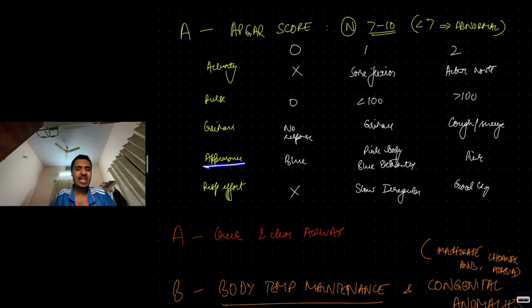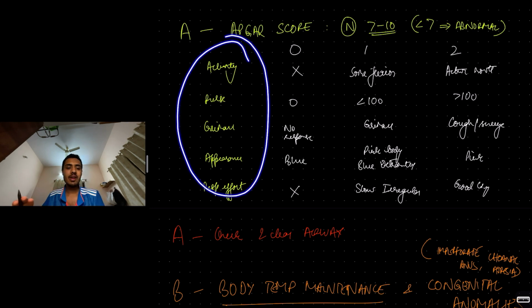Appearance: fully cyanosed, blue, full blue baby is 0. Pink central body with blue extremities is score 1. Score 2 is pink, the whole body is pink, normal. Respiratory effort: 0 is no respiratory effort, 1 is slow, irregular breathing, 2 is a good cry, good respiratory effort. This is Apgar scoring. The scoring part is not that particularly important, but the normal score of more than 7 and the components are very, very important.